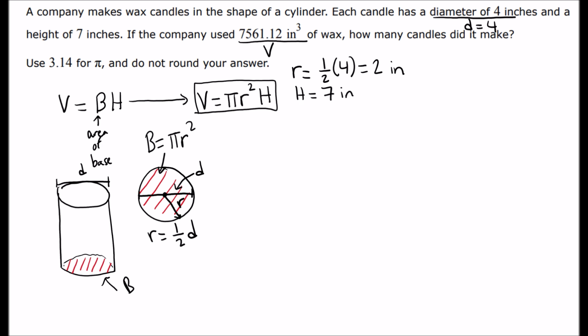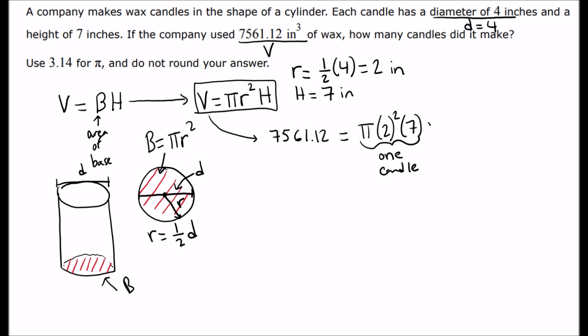And so we can plug it in. So the volume for one, let's plug in the volume here. This is the volume in general for the wax, right? So we're going to plug this in for the volume there. And we get pi times r squared, 2 squared, times the height, which is 7. Now remember, this is the volume for one candle.